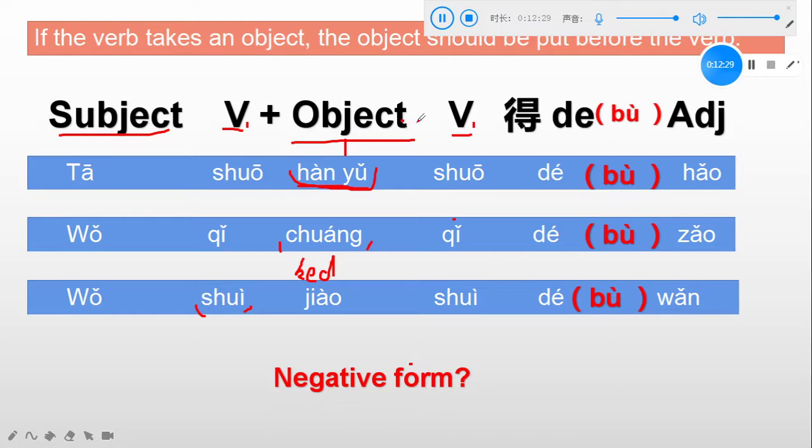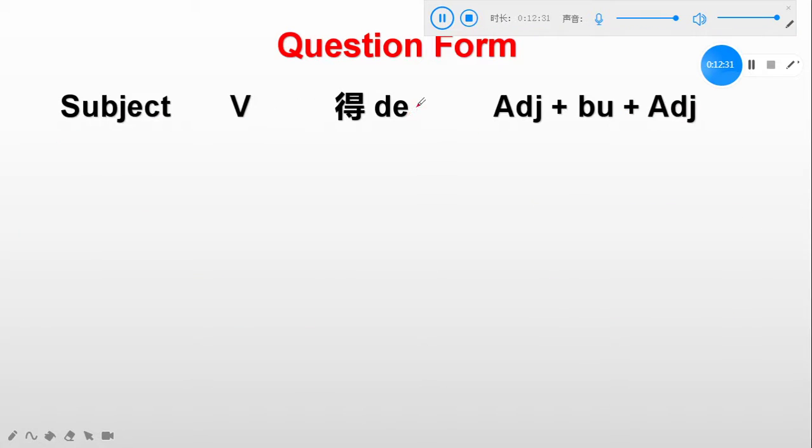Okay, now we can move to the third page of complemental state, and this page is all about the question form. And now it seems easier. Okay, subject, verb, 的 with adjective, 不 and adjective. 什么意思 this part? Do you remember the yes or no question form? 是不是? So here, adjective, 不 and adjective is just something like that.